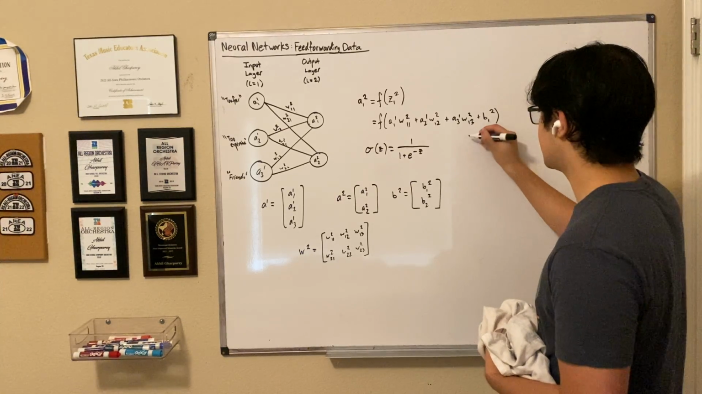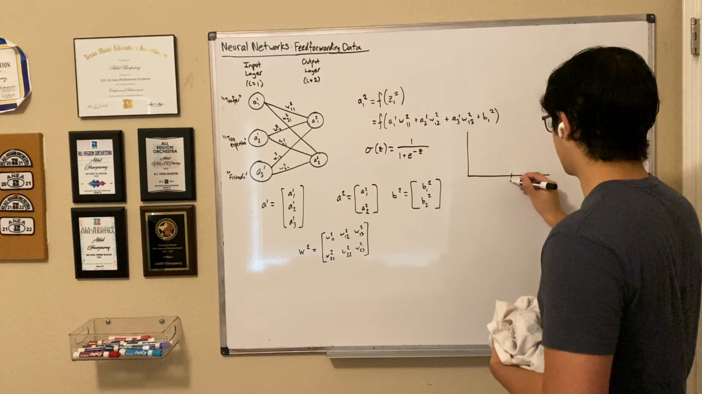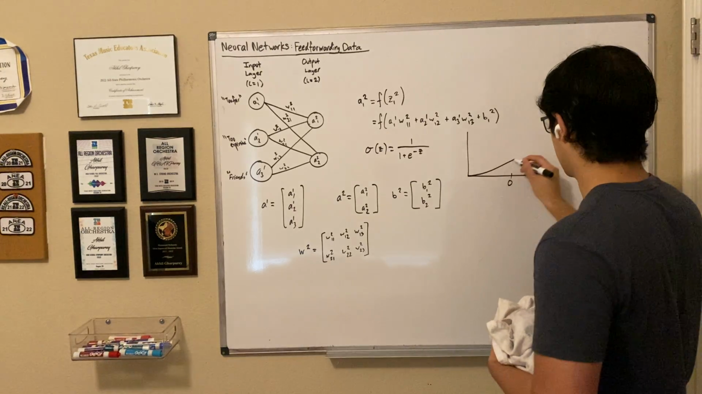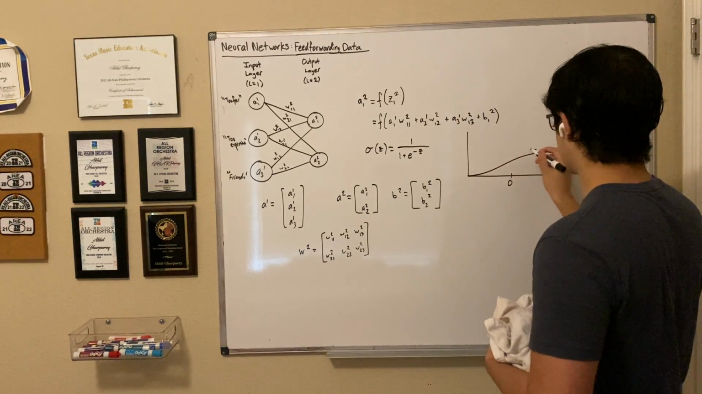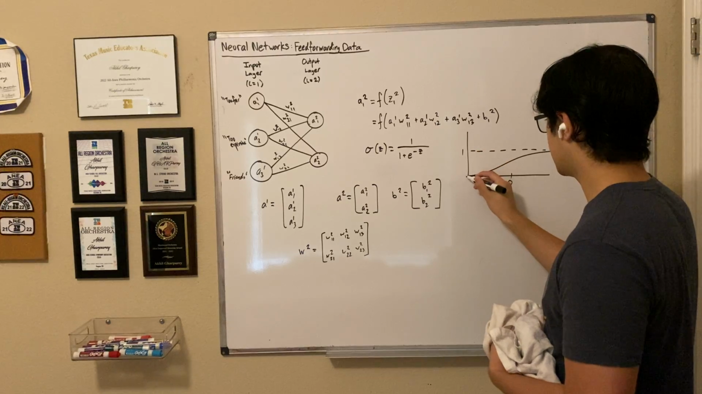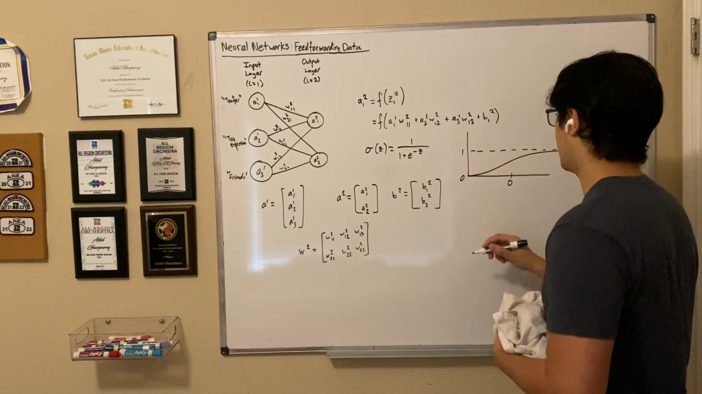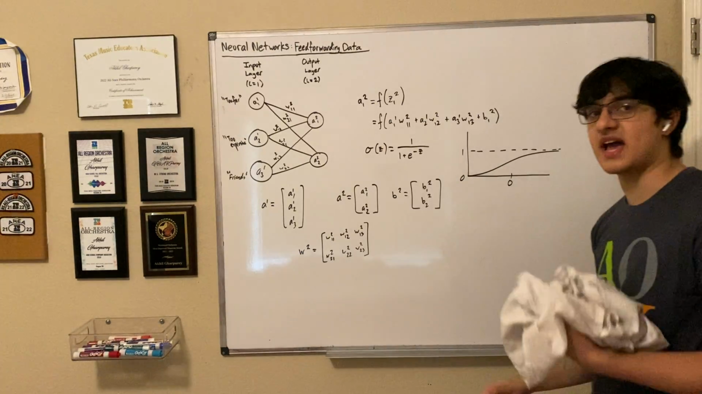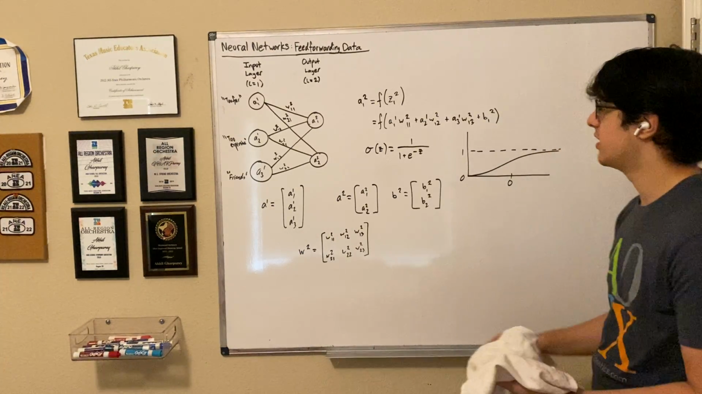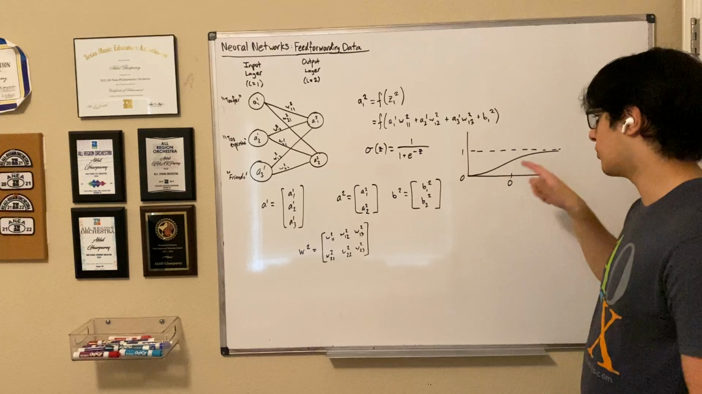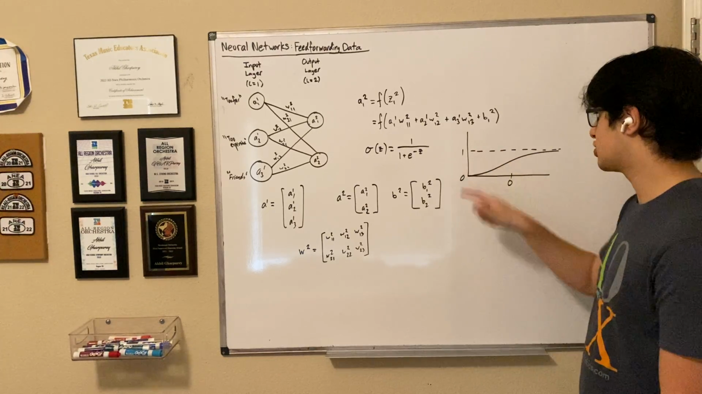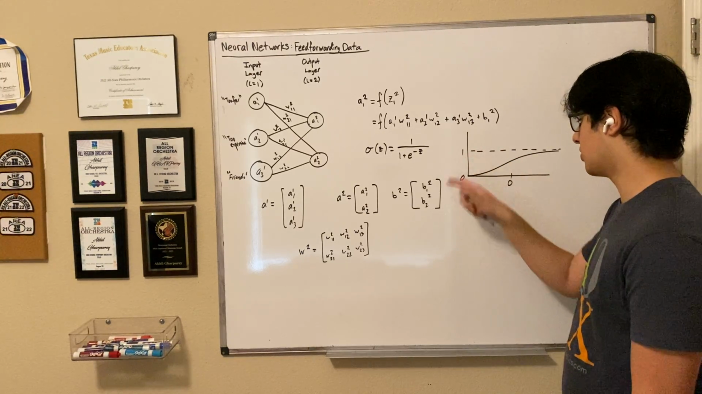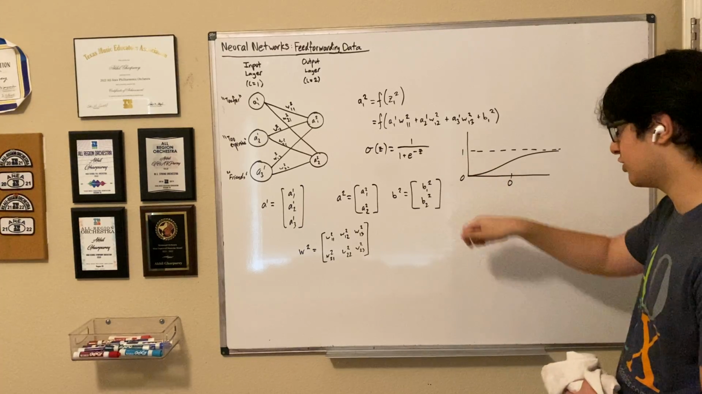And what's nice about this sigmoid function is that we have our 0 here, and it looks something like this. And so it asymptotes to both 0 and 1. And that means that this sigmoid function acts as a sort of squishifier, in that it takes this weighted sum here and then translates it to some value between 0 and 1.